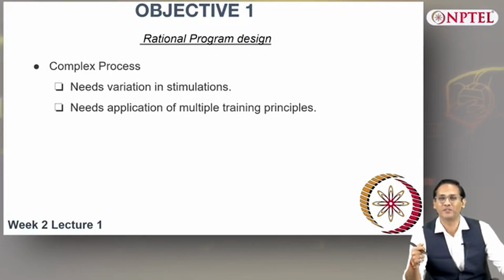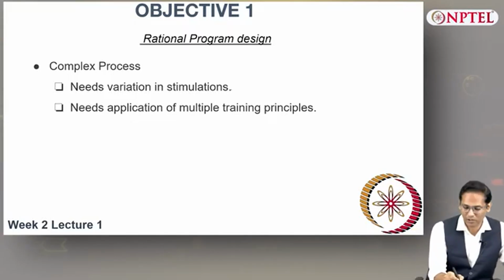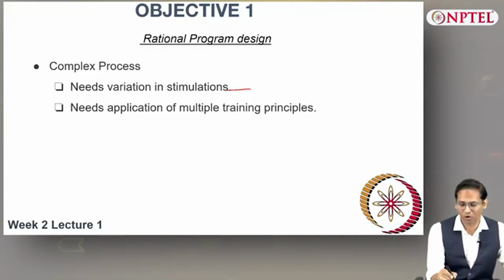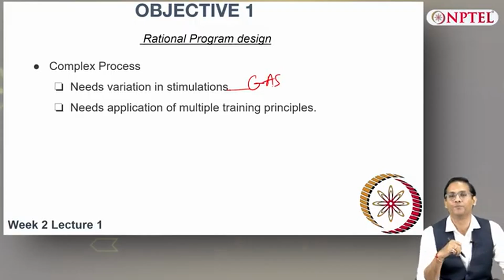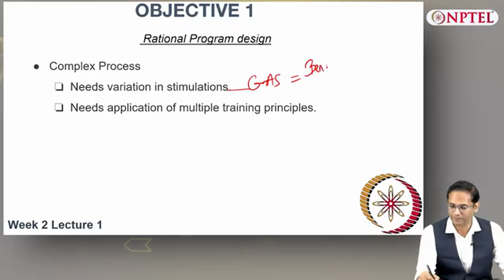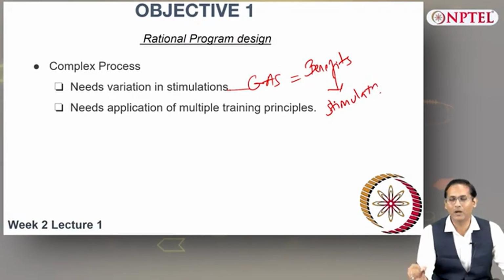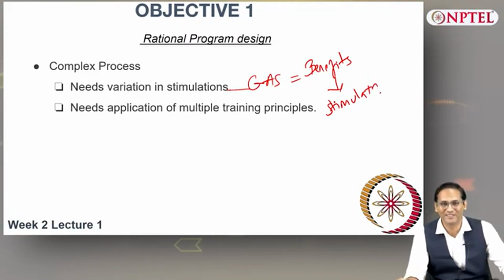And that is a complex process. Why? Because it needs a different variety of stimulation to consider. So why stimulation? Just recall a fundamental principle of training, the general adaptation syndrome. This principle says that if you want to see the benefits, you should give stimulation. Without that, you do not get results.